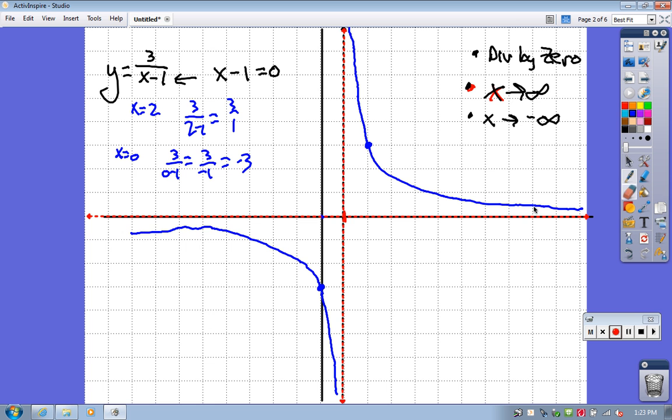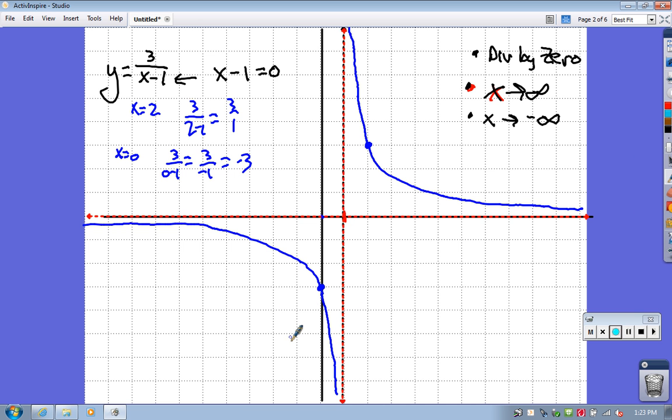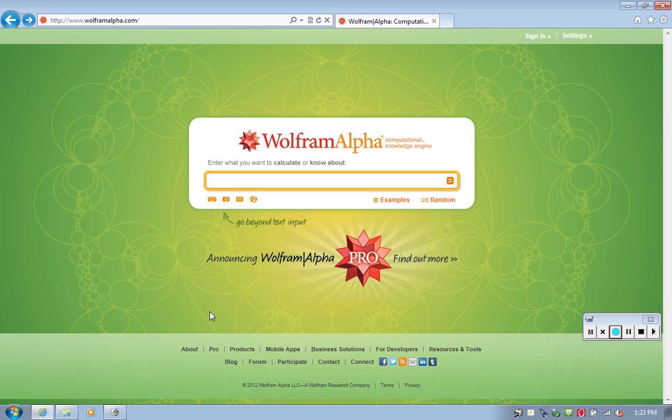I'm sorry, I draw like an idiot when I'm doing this. X gets closer and closer to 0. So there's a good graph of it. And again, you can always use your graphing calculator to check your work.